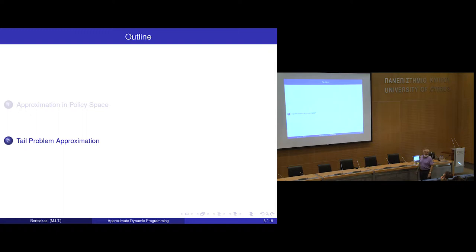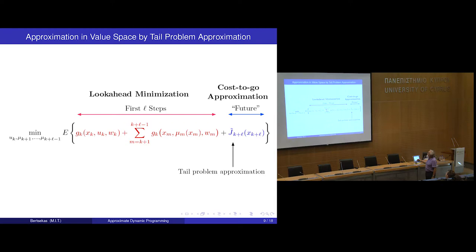Okay, now let me go into a last subject. We go back to approximation in value space, and we have look-ahead minimization, and we have cost-to-go approximation, and if we were to do exact dynamic programming, this would be the optimal cost function of the tail problem starting from this state. However, what we do here is we take this problem and we simplify it to the point where we can solve it exactly by dynamic programming, and use the solution of the simplification as J tilde in place of the optimal cost to go.